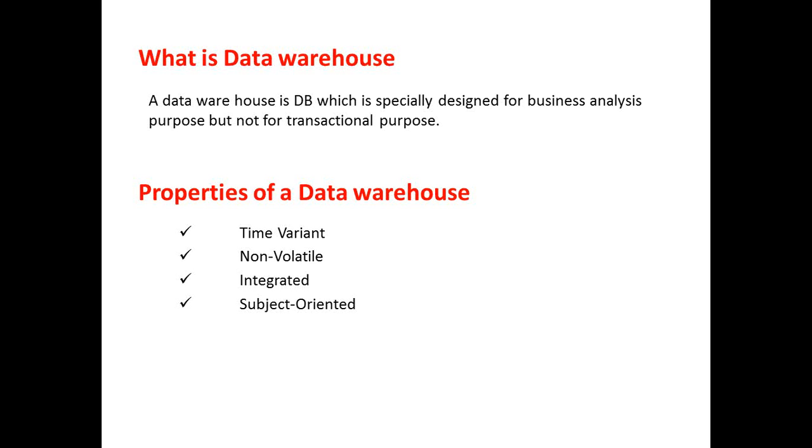And coming to time variant, based on different time periods we can analyze the data. If we consider 2 banks, one is ICICI and one is HDFC, and they want to compare the results of the last 6 months, they can compare by using this data warehouse data. It is called time variant. So based on different time periods, they can analyze, compare, and make decisions using this data warehouse data.